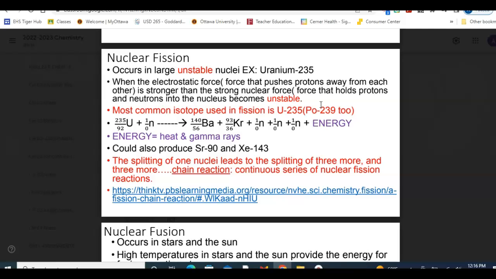It is bombarded with neutrons, this n, 1 over 0. It is bombarded with a neutron. That neutron breaks that isotope down. It breaks it into 2 new isotopes and 3 more neutrons. What happens is those 3 neutrons seek out 3 more uranium.